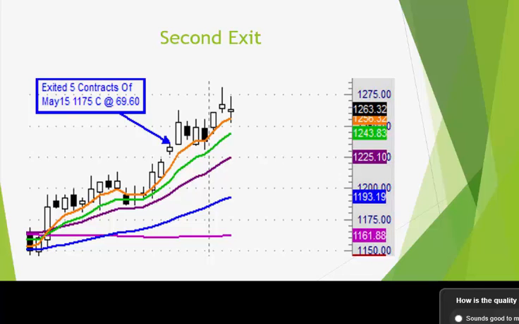So on the second exit, look, that's 69.60. That's almost 20 points above where we entered on the option. That's good. Now, some of you might be saying, yeah, it's a Priceline option. Sometimes they do move more. It's just the stock that presented a good one.